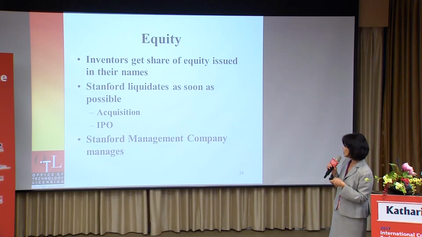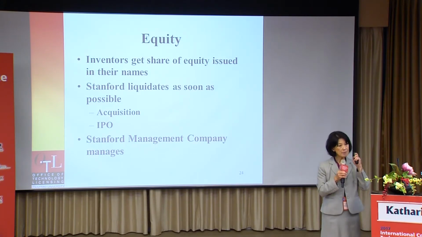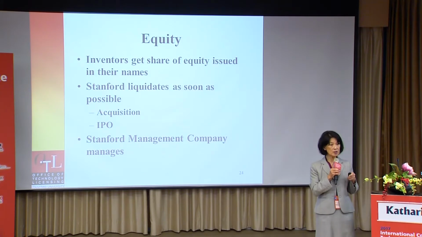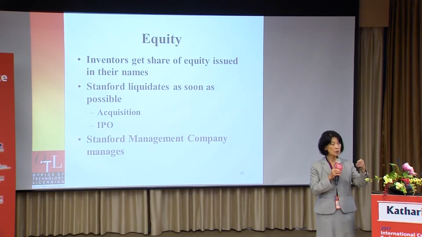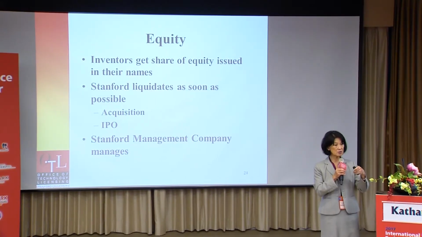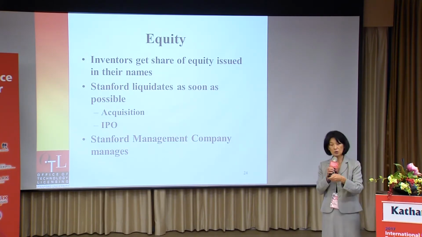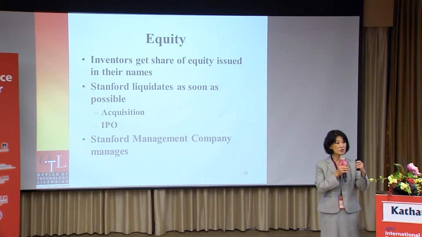Again, as I said, we liquidate as soon as possible. And because we have that rule, we don't want to hold the equity for the inventor. So when a company gives stock to Stanford, we also specify in the license agreement that they will issue the stock directly in the name of the inventors. Because many inventors will want to hold on to the stock longer than we would want to. And we don't want to be accused of selling too early or too late, et cetera. So Stanford does not manage the stock for the inventors.